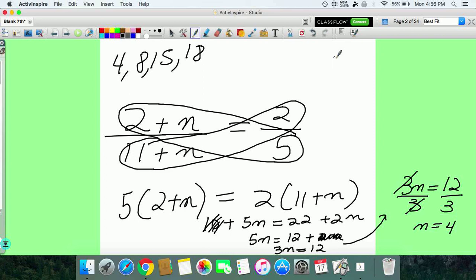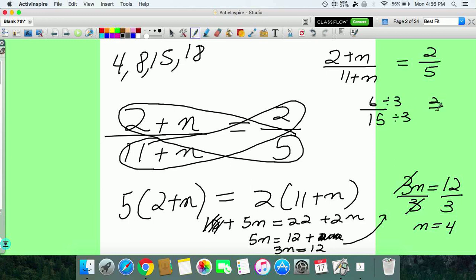So going back to the original, I have 2 plus n over 11 plus n equals 2/5. If I add 4 to the top and bottom number, will that give me 2/5? Well, let's see. 2 plus 4, because n equals 4, is 6. And 11 plus 4 is 15. Is 6 over 15 the same thing as 2/5? Can I simplify this to equal 2/5? Well, if I divide the top by 3, I get 2. If I divide the bottom by 3, I get 5. So the number that I could add to the top and bottom should have been 4.